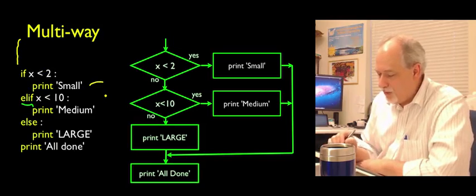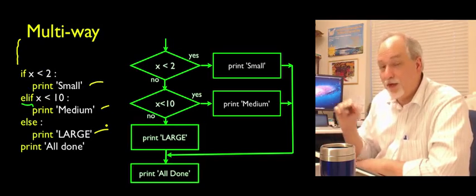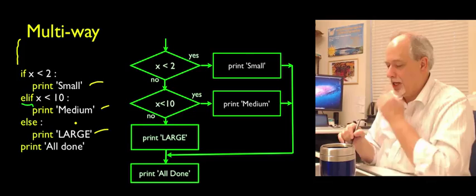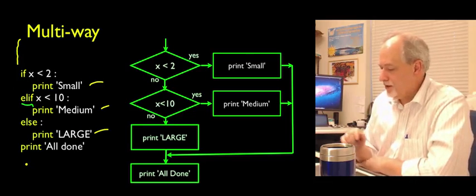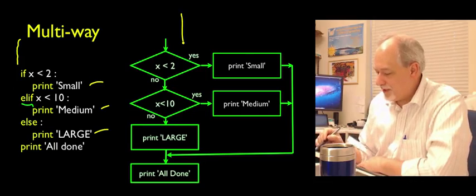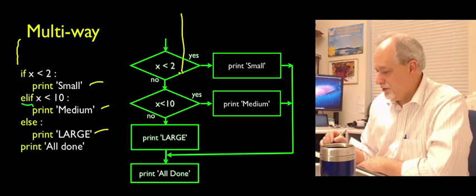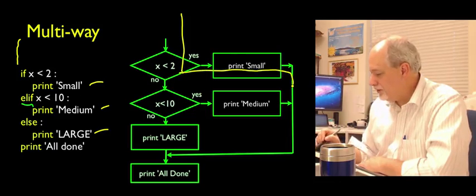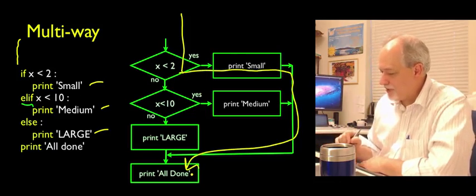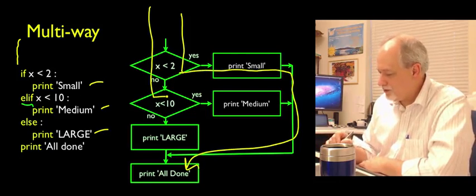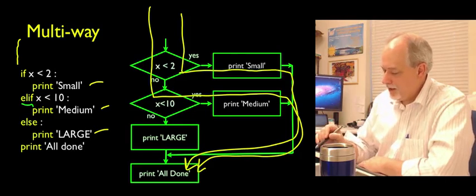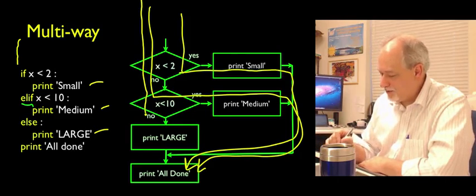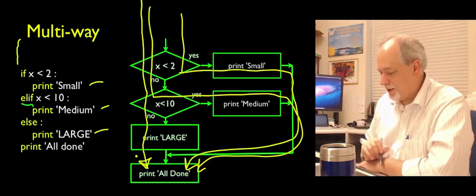There's still going to be only one, and only one of these three choices is going to run. Once it's run one, then it's done. So the way to think about this: if x is less than 2, we're going to run this one, and then we flush all the way out to the bottom. If x is not less than 2 and it's less than 10, we're going to run this one, then flush out the bottom. And if x is not less than 2 and x is not less than 10, we're going to run this one and flush out the bottom.